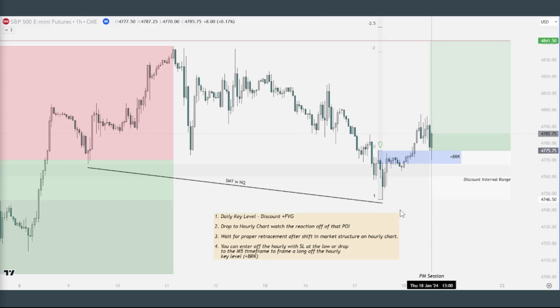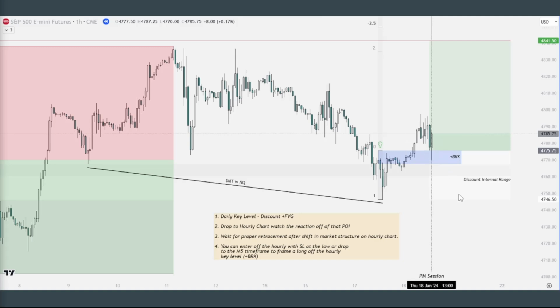But like I was saying, if you wanted to execute, this is exactly what your position size with stop loss would look like to the external range highs. And you could even see here we had SMT divergence with NQ at that daily key level. So we had SMT at a daily key level, we had an hourly shift in structure. We created an hourly bullish breaker block. Now, if you want to refine it even more, you drop down to the M5 chart and you look for the reaction off of the hourly key level.